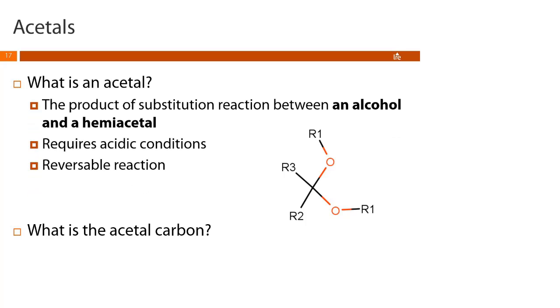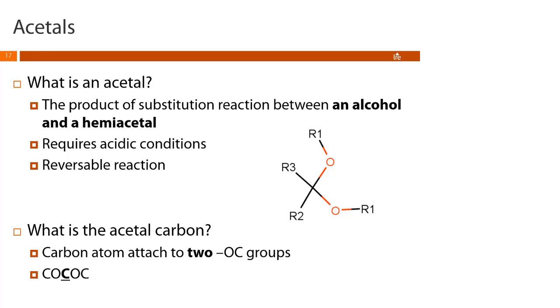So an acetal is the product of a substitution reaction between an alcohol and a hemiacetal. And so just like before, we're going to look for that central carbon, and that central carbon is going to be attached to two OC groups. So when you're trying to identify an acetal, look for the COCOC linkage. And that central C is going to be your acetal carbon. And just like I warned you on the previous slide, these are not ethers. They have radically different chemistry than ethers, even though both functional groups have an oxygen sandwiched between two carbons.